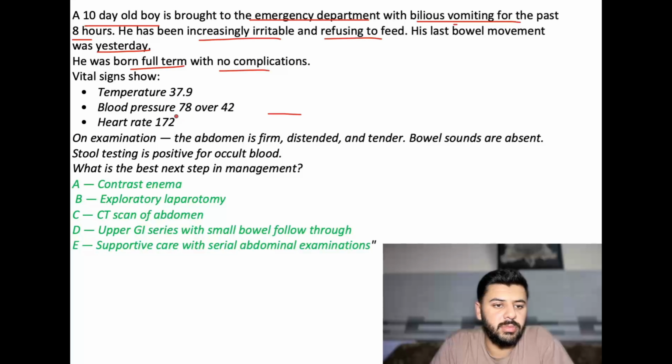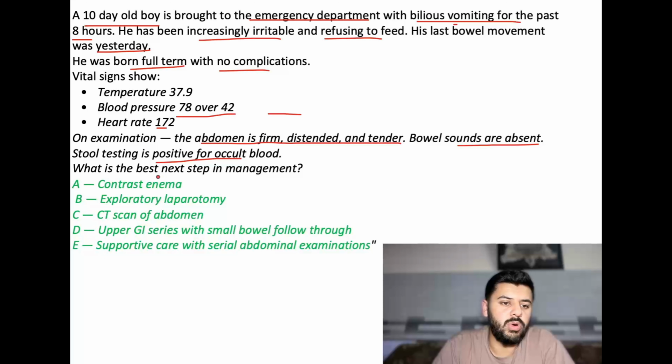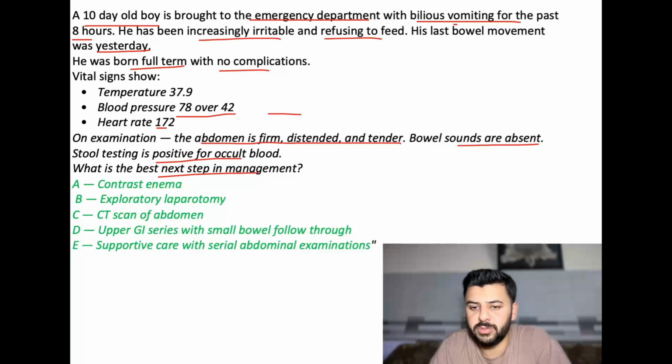Temperature is this. Blood pressure is this. And heart rate is 172. On examination, the abdomen is firm, tender, and distended. Bowel sounds are absent. Stool testing is positive for occult blood. What is the next best step in management? Okay, look at the options.